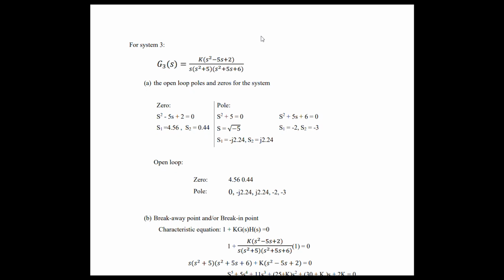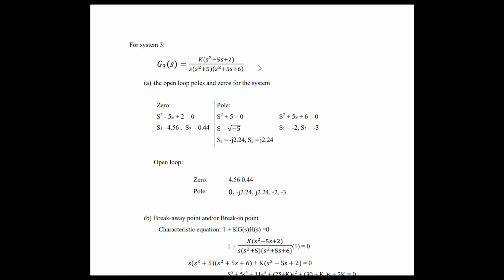And now, last but not least, our calculation part for system 3. The transfer function that we get is G(s) equals K(s squared minus 5s plus 2) over s(s squared plus 5s plus 6). First we need to determine if it is open loop and if it is a type 0 system.